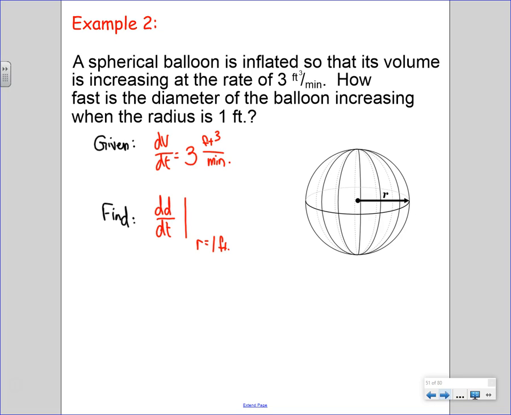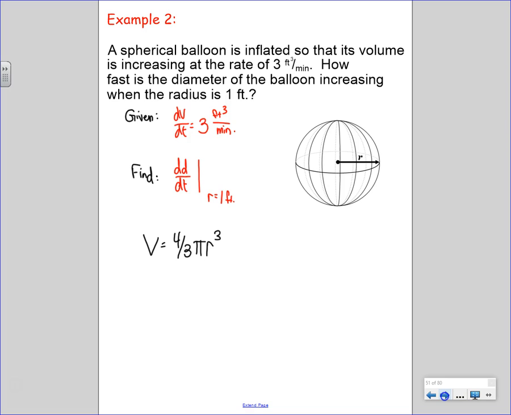Now the dilemma is, okay, that's great and all, but what do we need? So you need the 4/3 pi r cubed formula. Good. Tyler just reminded us of the volume formula for a sphere. So we need V equals 4/3 pi r cubed. We need dV/dt. We're going to plug in, after we take a derivative, using that V. What's the dilemma, though, with the other part? It's diameter that we want, not radius.